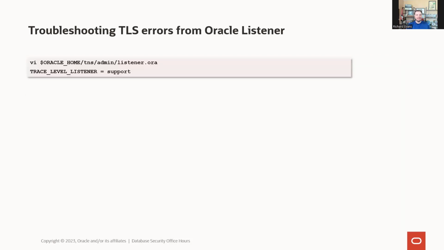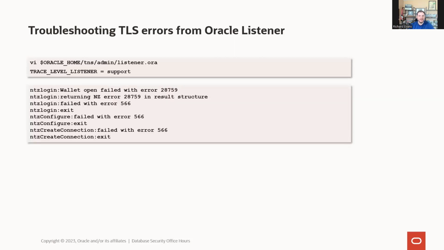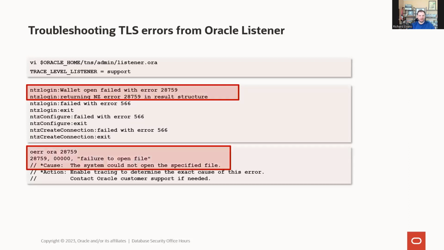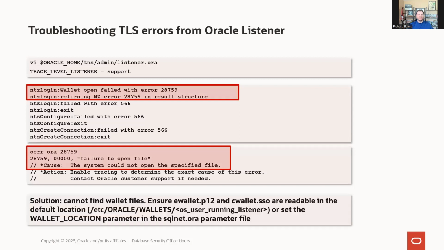Another thing that goes on, let's say with the listener, is maybe I want to trace the listener. So within the listener.ora, I will set the trace level listener to support. And then I can see here that the wallet open failed. So it doesn't know where to find its location. So the listener itself says, well, hey, I need a wallet too, man. Where do I find my wallet?